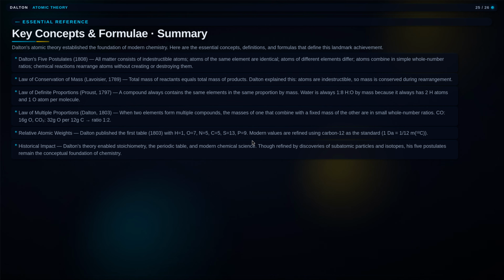Dalton's relative atomic weights table from 1803 had hydrogen as 1, oxygen as 7, nitrogen as 5, carbon as 5, sulfur as 13, and phosphorus as 9. Modern values use carbon-12 as the standard. 1 Dalton equals 1/12 of the mass of a carbon-12 atom, approximately 1.66 times 10 to the minus 27 kilograms.